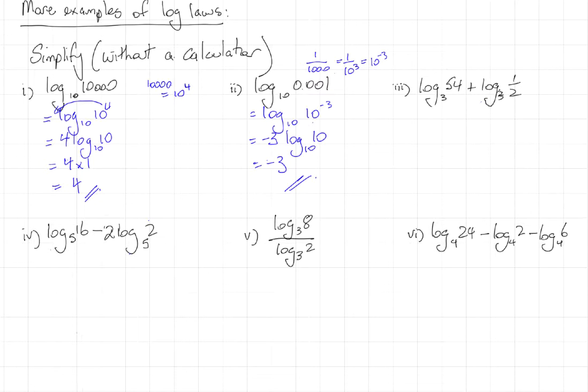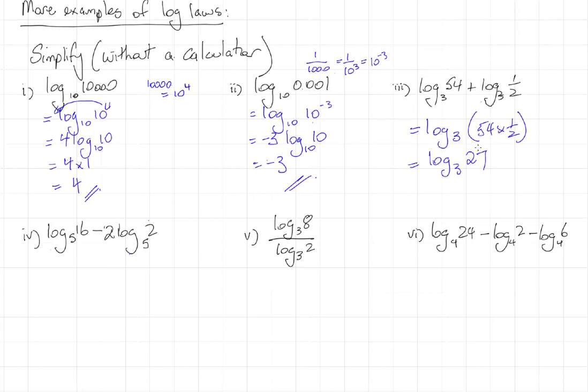This one here, we're adding logs. If we're adding logs, it means we're multiplying the numbers. So that's the log to base 3 of 54 times a half. Now without a calculator, 54 times a half may seem a little bit difficult, but we can just go a half of 54. So there'll be log to base 3, and a half of 54 is 27.